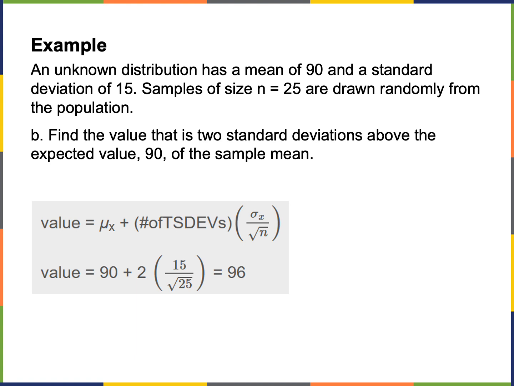Okay, so basically we want to know what is 2 standard deviations above 90. So it's just 90 plus 2 times this standard deviation, because we're talking about the sample mean. Notice, x bar represents the sample mean, and there it is. So it would be 96 in this case.